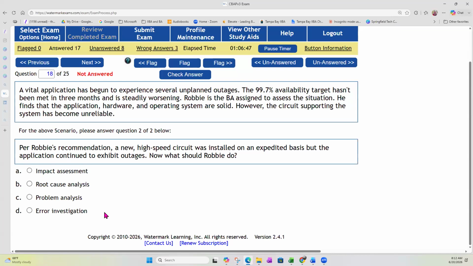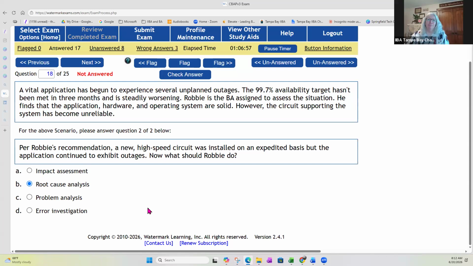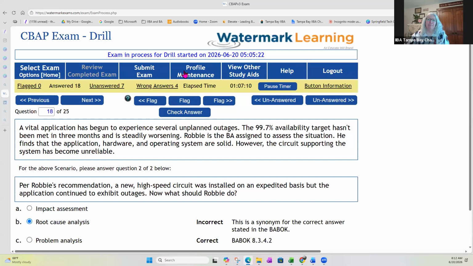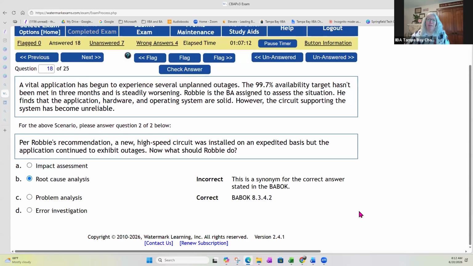I will go with root cause analysis because that fault with the circuit might be a symptom and not the actual root cause. That's true. Anybody agree or disagree? I agree. Okay, let's test it.